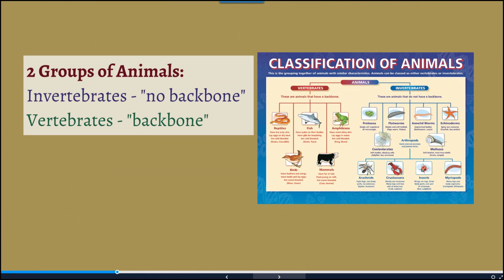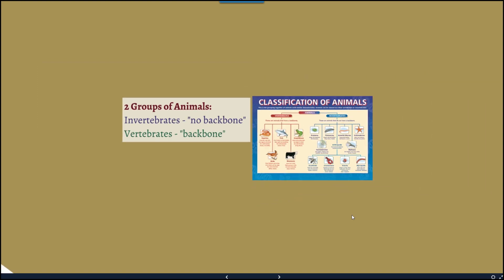There are two groups of animals. They can be broken into a group called invertebrates, which we're talking about today, and vertebrates. The word vertebrae refers to backbone, so for invertebrates, that little prefix in corresponds to the word no, which means that these organisms are going to have no backbone. And as you can see on the right-hand side, we have a breakdown beyond that into the different groups of organisms, which we'll run through now.